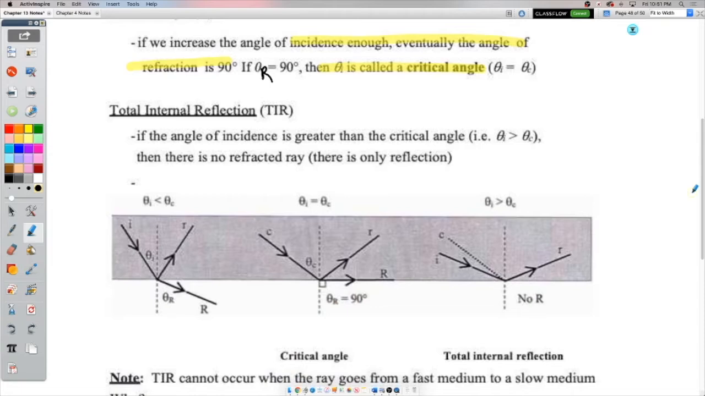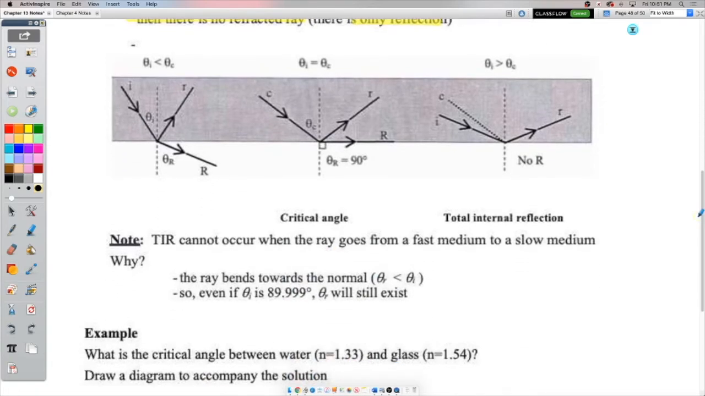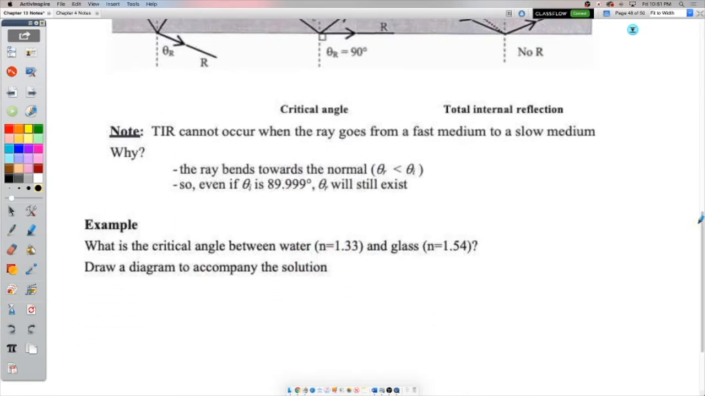It's total internal reflection. If the angle of incidence is greater than the critical angle, then there is no refracted ray, only reflection. In other words, total internal reflection. Total internal reflection cannot occur when the ray goes from fast to slow, like we just saw. When it went from air to water, there was no point at which we didn't have any refraction. So why does that happen?